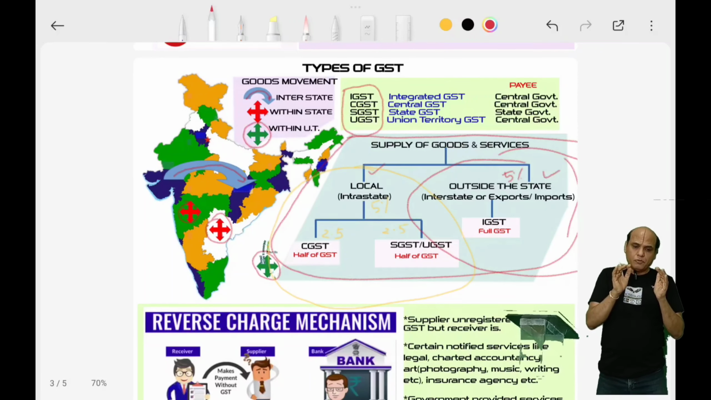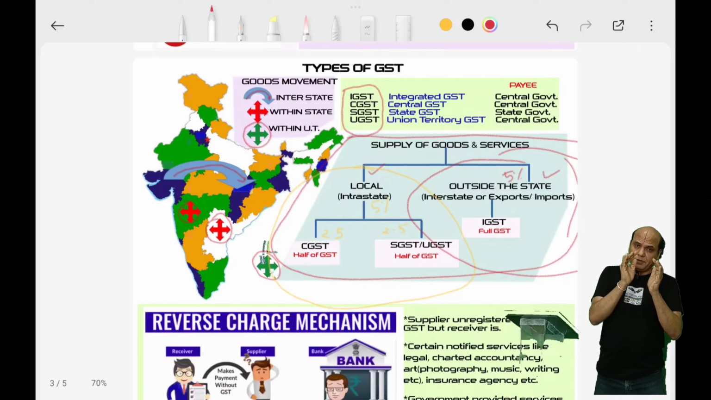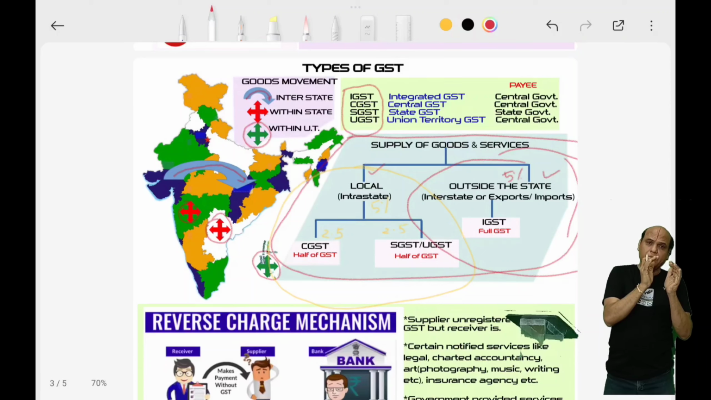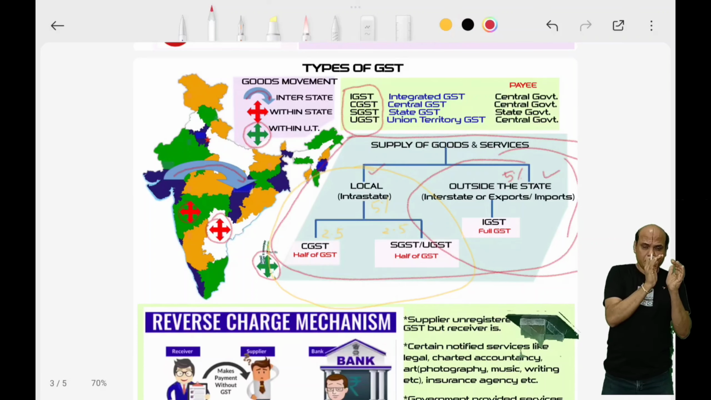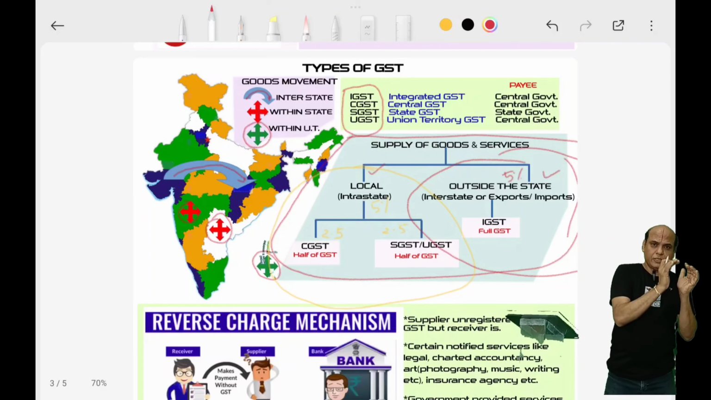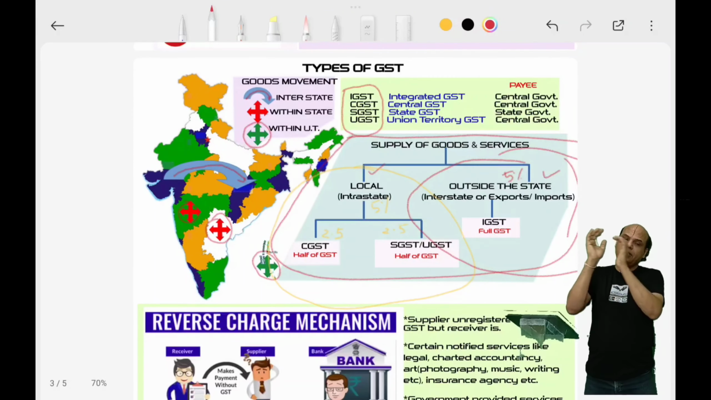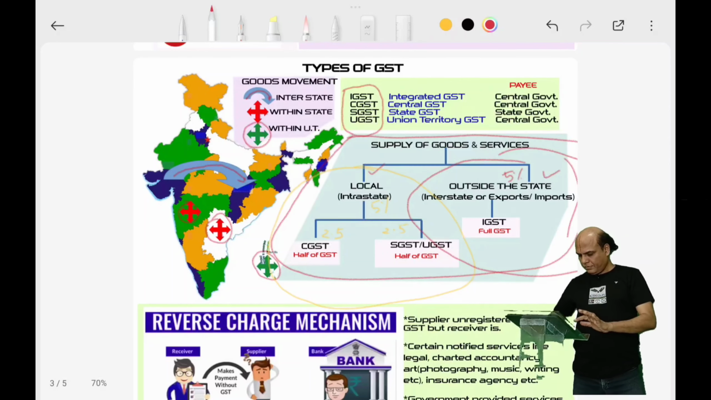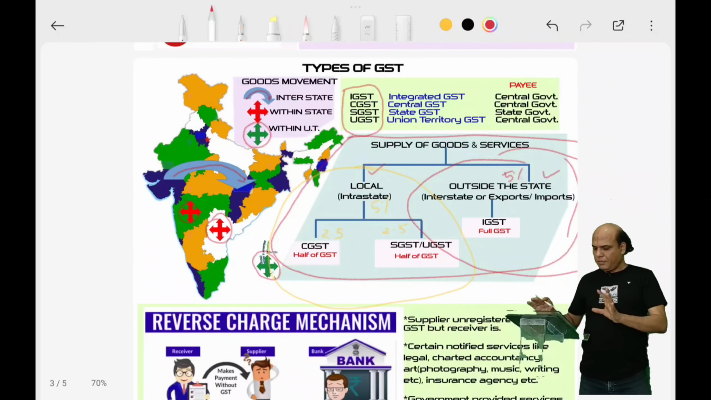If the goods are moving intrastate or intra-union territory, then of the percentage of GST, half of it has to be paid to the SGST, that is state GST, or union territory GST. Half is to be paid to the state GST or union territory GST. Another half to be paid to the CGST, central GST. Understand? So when we look at numerical examples, this will be very clear.